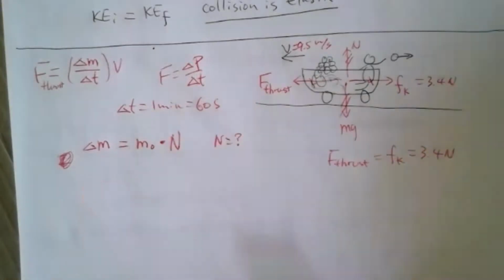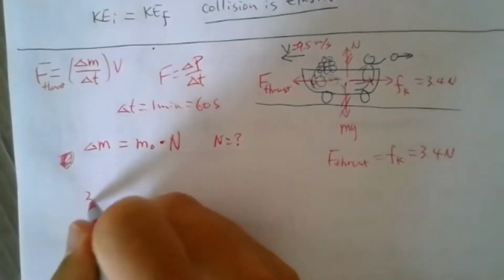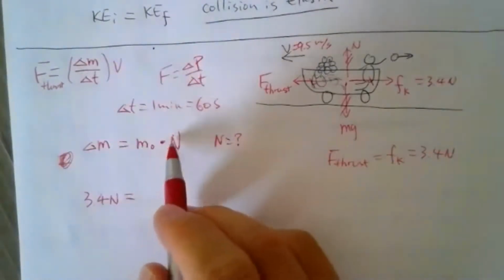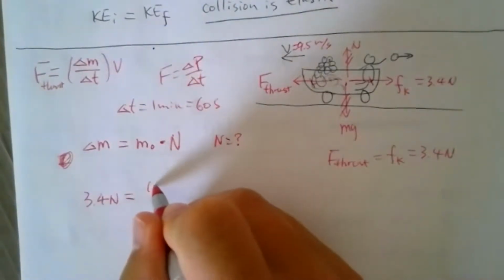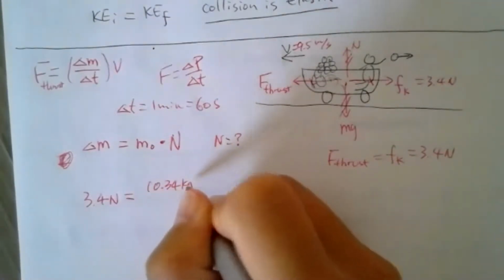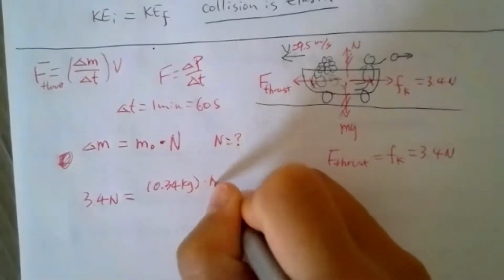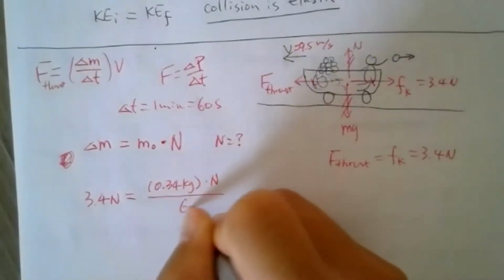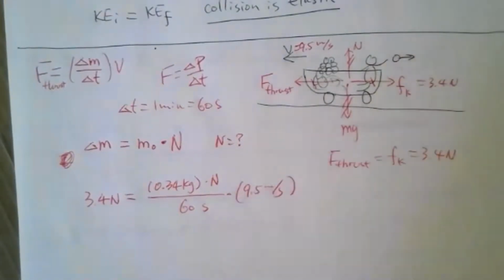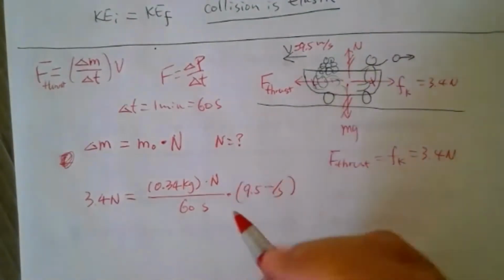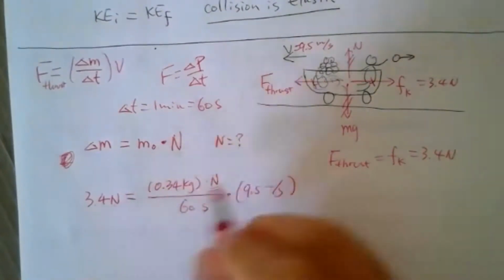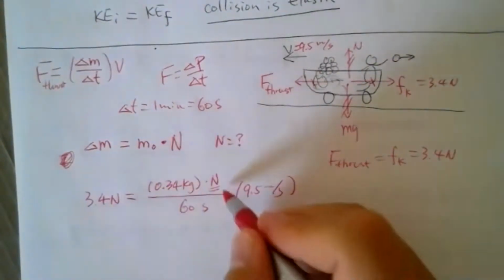All right, so let's see. 3.4 is F thrust. So you can set up 3.4 newtons equal to delta m, which is n times m naught. m naught, the mass of each rock, is 0.34 kilograms, times the number of rocks, divided by 60 seconds, times the v, 9.5 meters per second. So now, this is the number of rocks, and this is the unit newton. Pay attention to those two. Do not cancel them out. That's the unit, and that's the number of rocks.